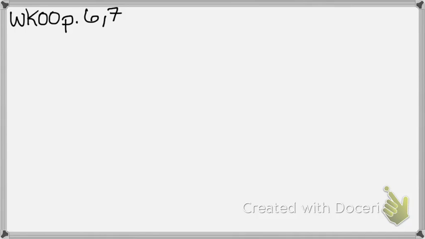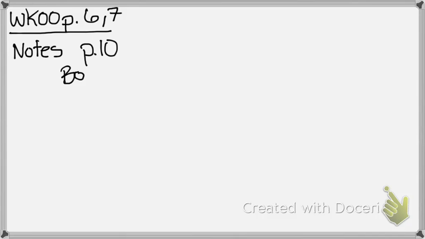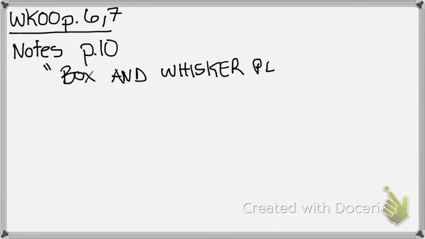So what I would like you to do right now is to take some notes. Take your packet right now and open up to page number 10. On page 10, you'll see a blank page. At the top of the page, please write box and whisker plots.